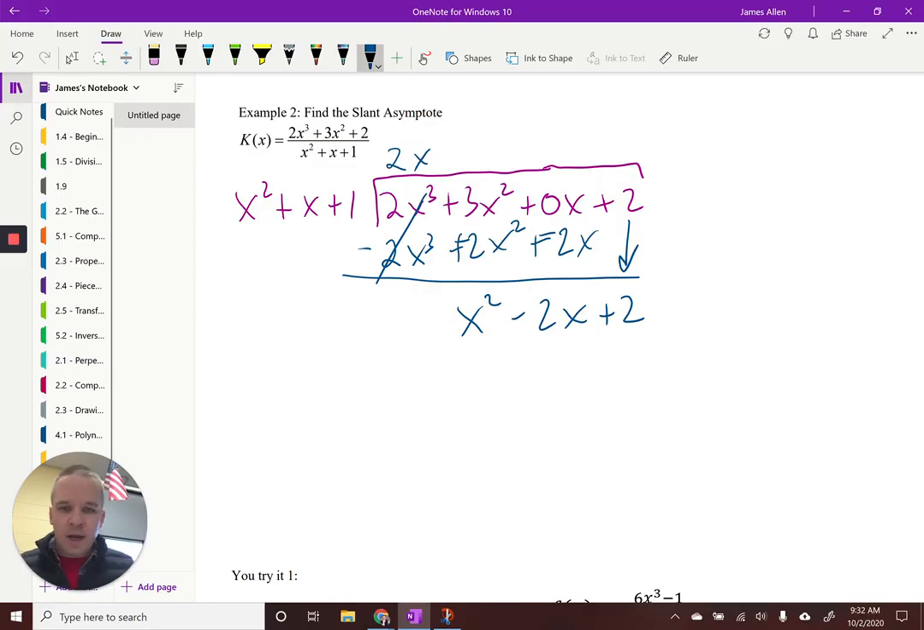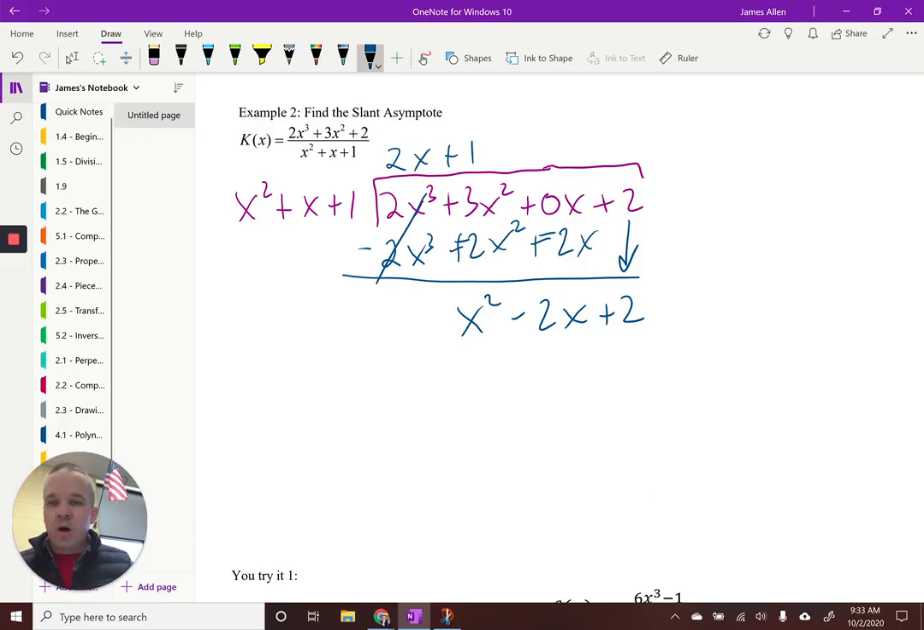And now I'm going to do it all over again, except for now I'm focusing with this and this guy right here. So x squared, I'm going to get 1, right? 1 times x squared gives me x squared, or x squared divided by x squared gives me 1. Either way you like to think about it is cool.